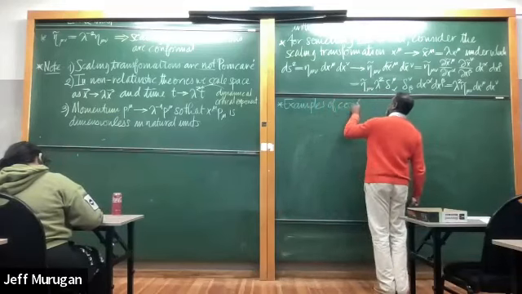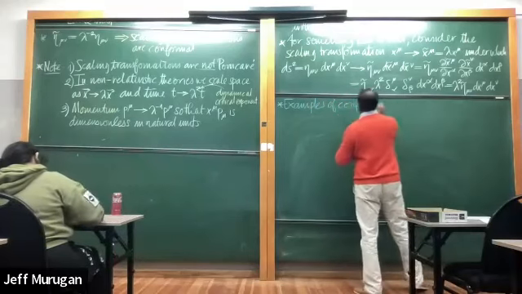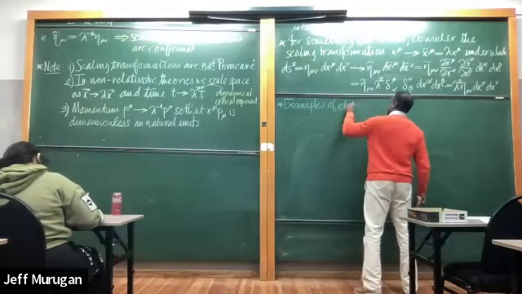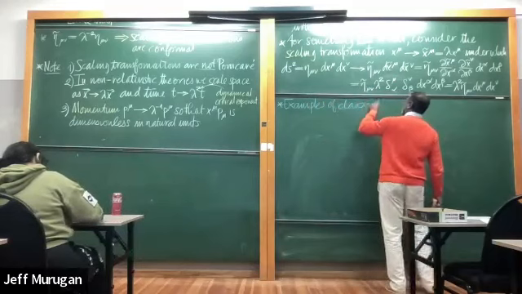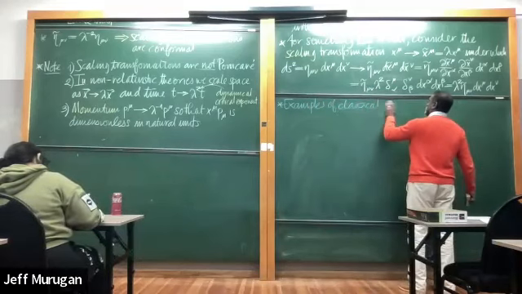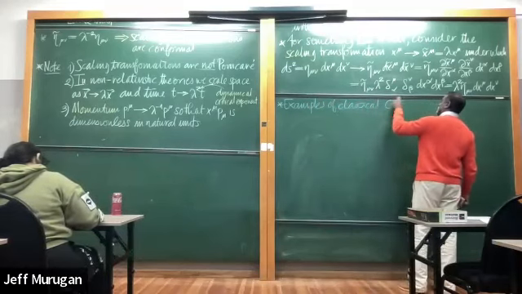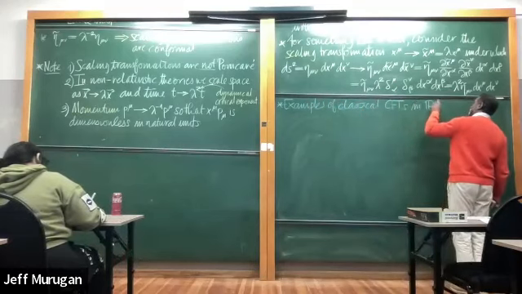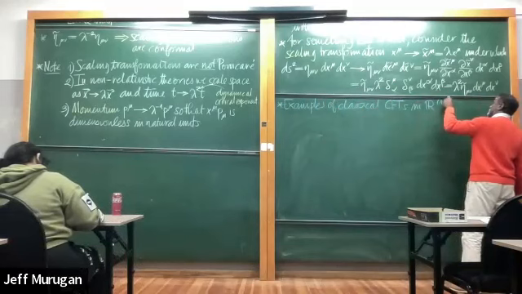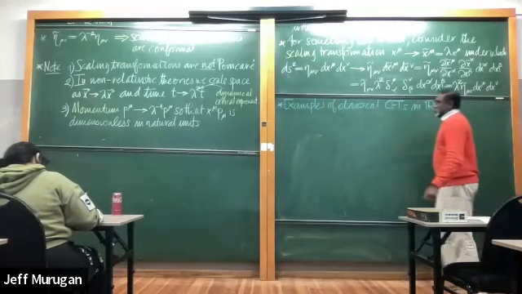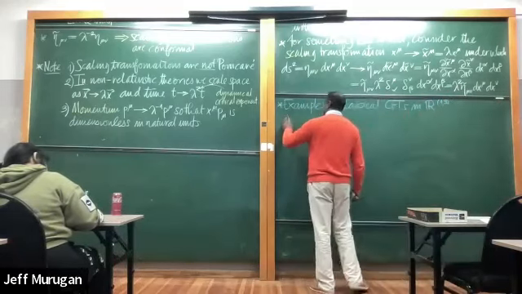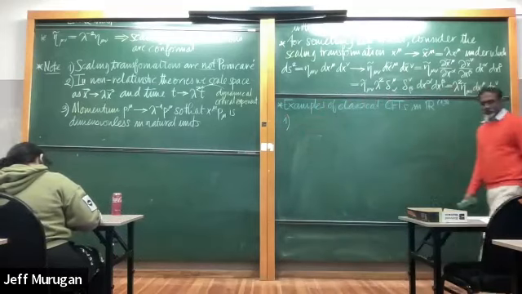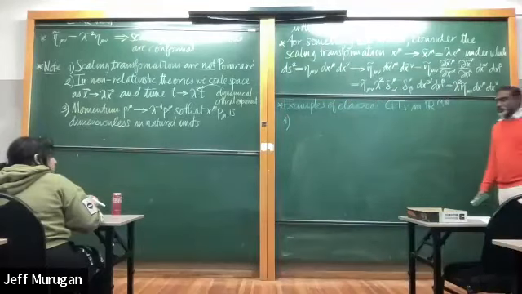The examples of classical conformal field theories in four-dimensional spacetime. The first thing everybody's familiar with is Maxwell's electromagnetic action.